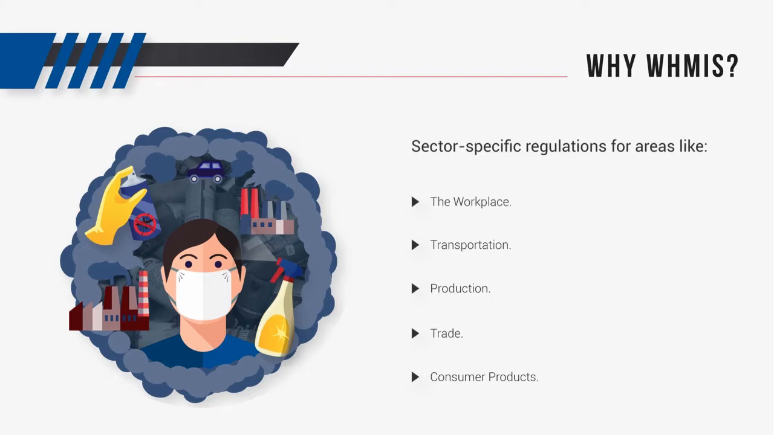WHMIS helps us to address the following concerns. 1. What do we do with unlabeled chemicals in the workplace? 2. How do we ensure awareness by employers and workers about the hazards of the chemicals they're using? 3. Is adequate information given by suppliers to employers using their products? And 4. How do we make sure consistent information is available between jurisdictions?